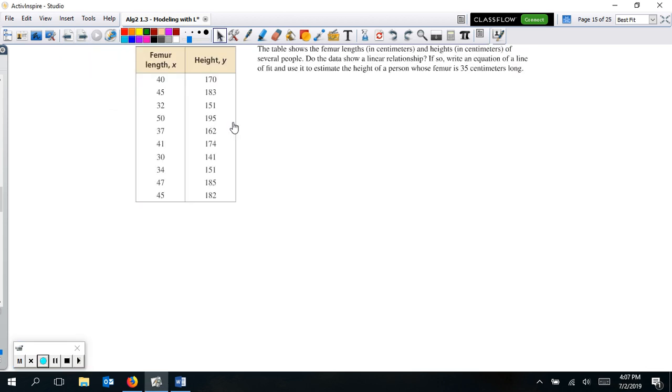So here's an example of doing one. Here's some data. So x and y. So you have a femur length, that's a bone in your leg, and then height of a person. So the table shows the femur lengths and heights of several people. Do the data show a linear relationship? If so, write an equation of a line of fit and use it to estimate the height of a person whose femur is 35 centimeters long.